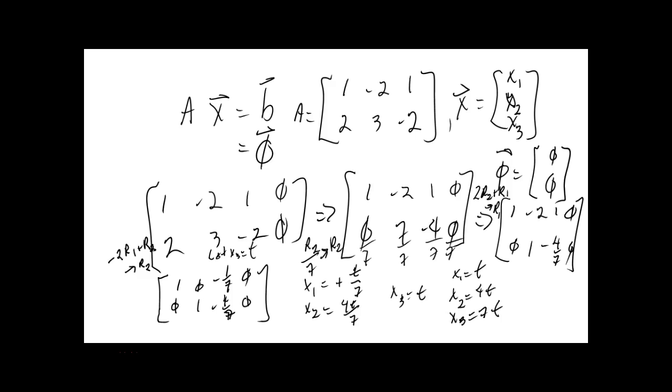But what did they do? Yep, they did x1 equal t, x2 equal 4t, x3 equals 7t. Okay, yeah. All right.